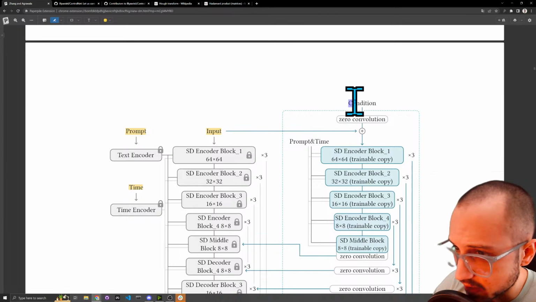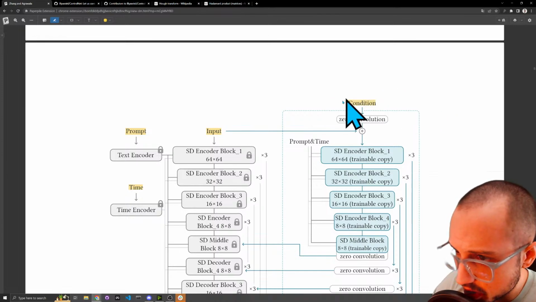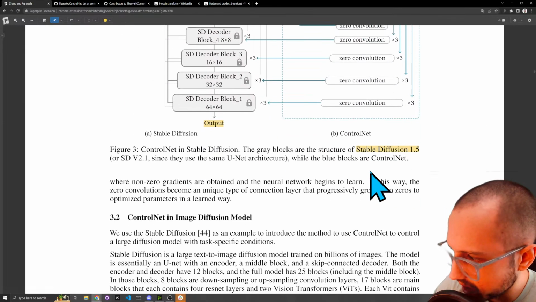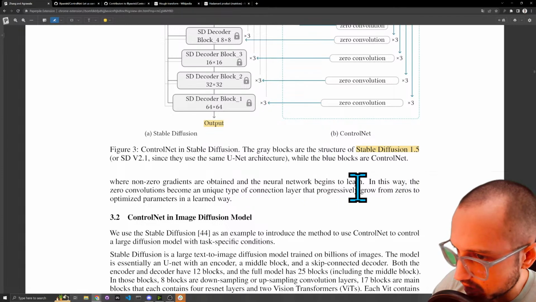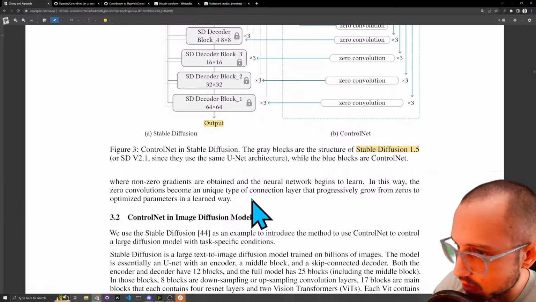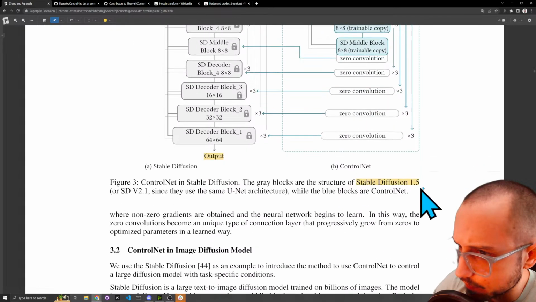The condition is fed up here. So we still don't know how they're modifying these conditions, right? So far they haven't really explained what they do to the condition. Non-zero gradients are obtained. In this way, the zero convolutions become a unique type of connection layer that progressively grow from zeros to optimize parameters in a learned way. Okay.